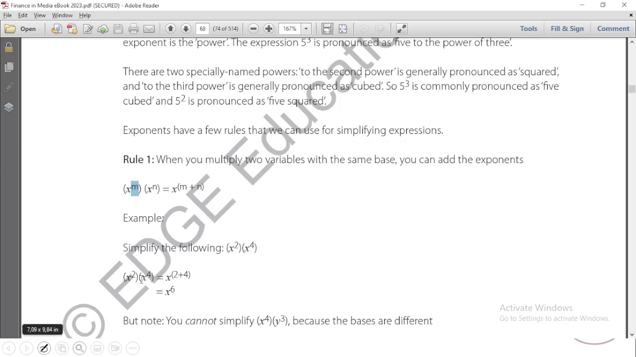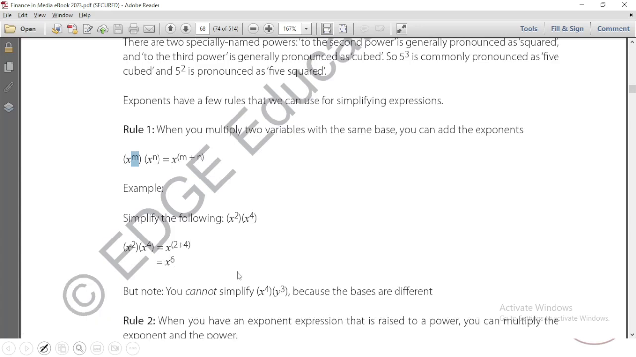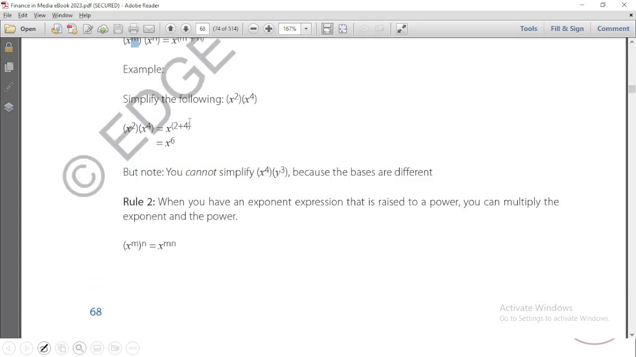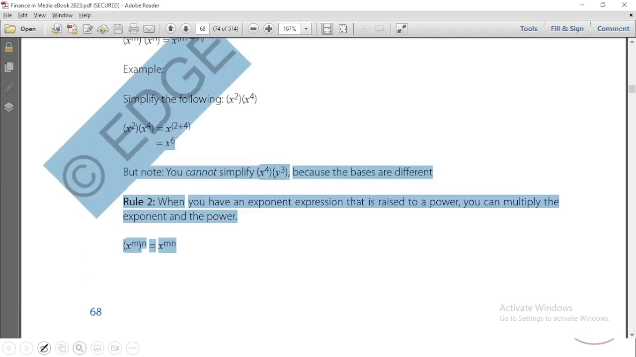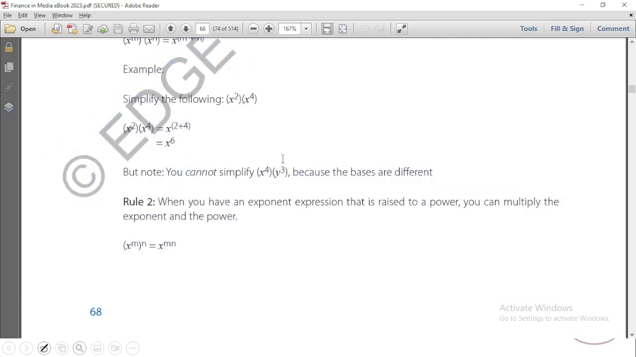So instead of first calculating what is x squared and what is x to the power of 4, you can start by adding the exponents and say x to the power of 6. That's my answer, or then you calculate the final answer using your calculator. This is what you simplify it to become x to the power of 6. You cannot simplify where bases are not the same, such as 5 to the power of 2 and 4 to the power of 4. You cannot add the exponents, because the bases are not the same.